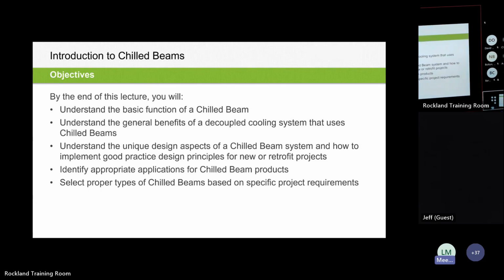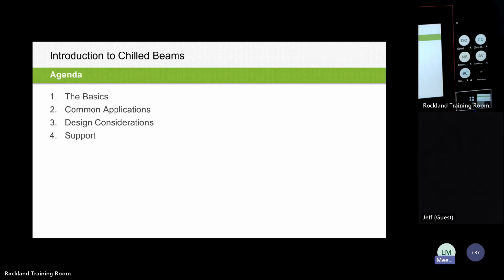Identify appropriate applications for chilled beam products, and then select the proper types of chilled beams based on specific project requirements. So we want to first start off with the basics, and Matt had kind of talked about, generally, what are we talking about with decoupled cooling systems? What does that mean? Breaking out the sensible versus latent load, and then how a chilled beam works. And we'll dig into some of the different types of products that we have out there in the industry that you can select from.